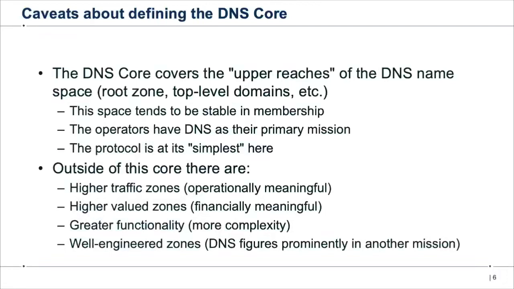The operators in this area too have the DNS as their primary mission. The reason why they exist or they're in business is because of the DNS. So they kind of have to really give it their top priority operationally. And the DNS protocol, surprisingly, is at its simplest in the core. It's not a very complicated area. Now, outside of the core, there are higher traffic zones, there are higher valued zones, there's greater functionality, and there are zones that are really well engineered. I mean, the core is not special in certain ways, but it's an area that's good for studying.